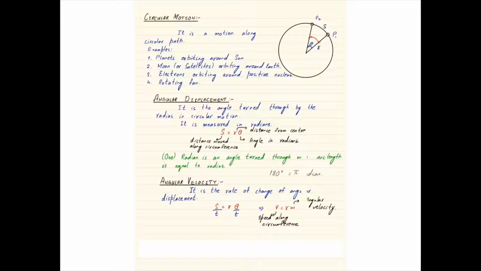The next term we need to understand is angular velocity. Angular velocity is the rate of change of angular displacement, that is angular displacement per unit time. We represent angular velocity by omega. So, if we take the previous formula, s = r theta, and divide both sides of the equation by time t, then the distance along the circumference divided by t is the speed of the particle, whereas theta upon t is the angular velocity. So, we get another formula, v = r omega, where v is the speed of the particle, r is still the distance of the particle from the axis of rotation, and omega is the angular velocity.